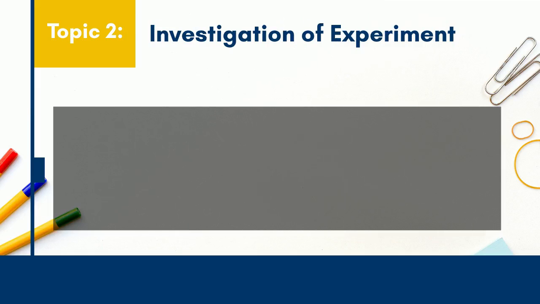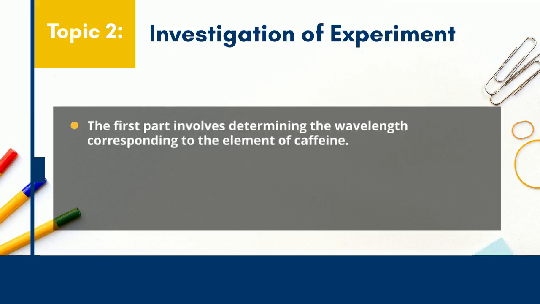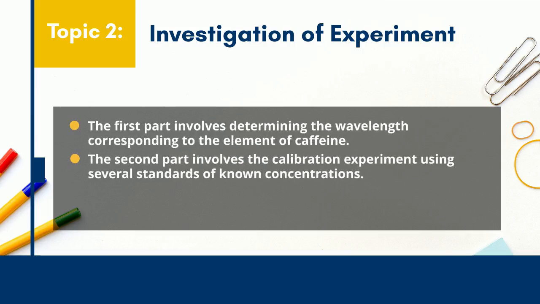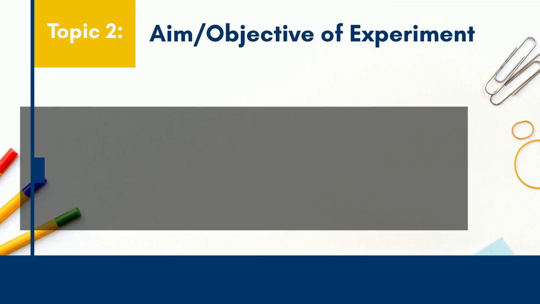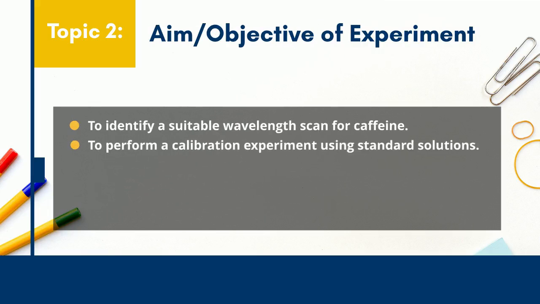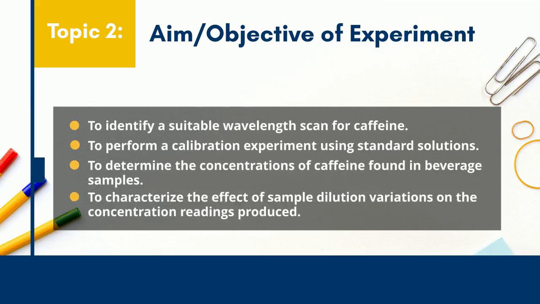There are 3 things that are going to be investigated in this lab. First will be the maximum absorption wavelength of caffeine. Second will be the calibration using blank and standards of known concentration. Third will be the determination of concentration of caffeine of unknown samples with different dilution factors. Here are the 4 main objectives of this experiment.